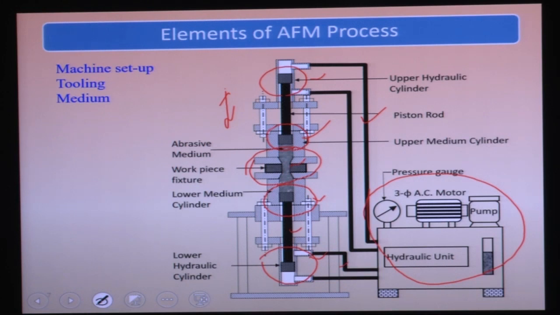This is the hydraulic unit. There is a three-phase motor in that hydraulic unit, and there is a pump. It can generate from 0 to 100 bar pressure. This much pressure is required to flow the media through the passages where you need the polishing. This viscoelastic media holds the abrasive particles. It has an elastic property, because when the abrasive particles try to penetrate into the workpiece surface to remove the material, the media holds them.